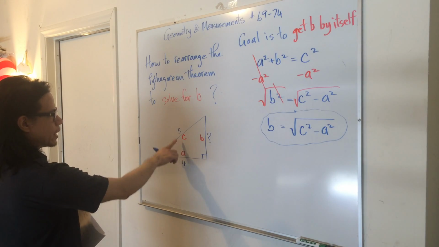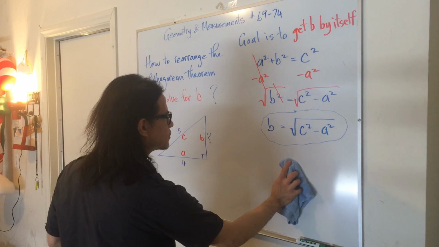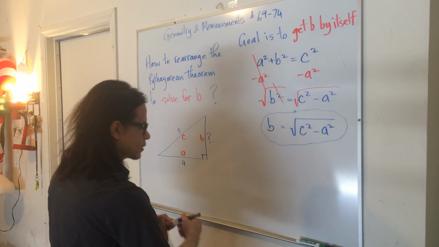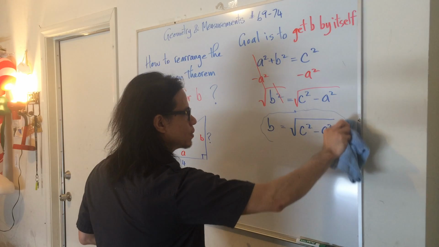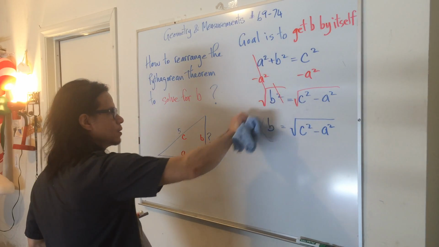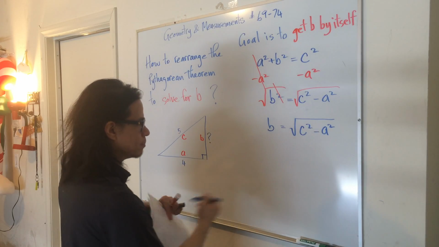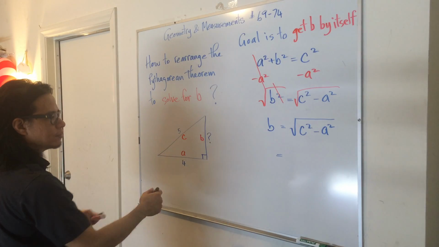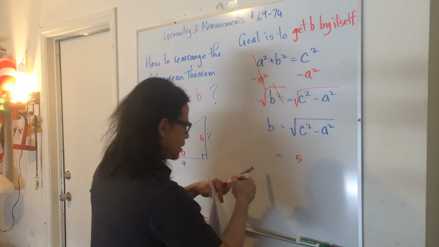Actually, we know a and c. So let's take it a step further. We can say that we can plug in the variables. We can substitute for a and c to find an even more precise answer. So c is equal to 5. So let's plug in 5 for c.